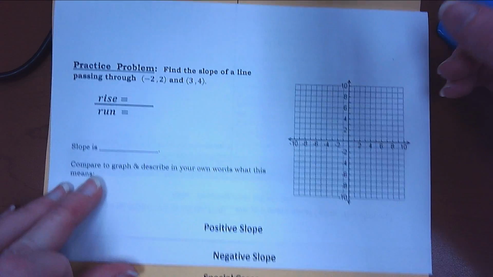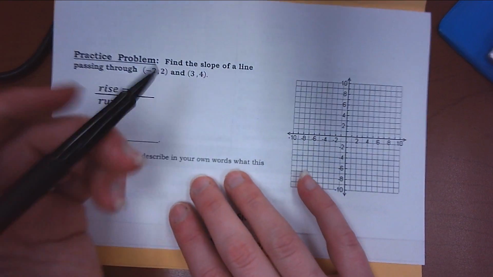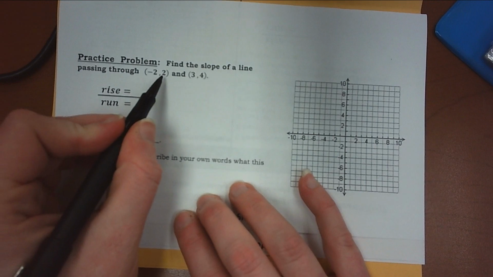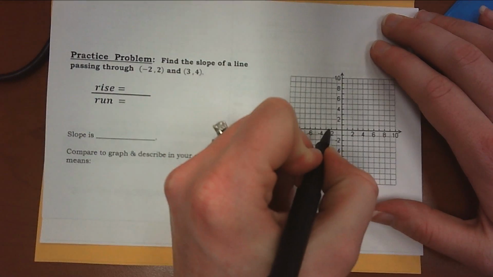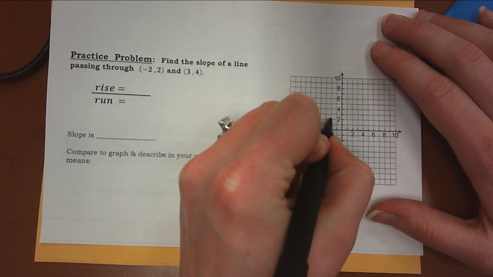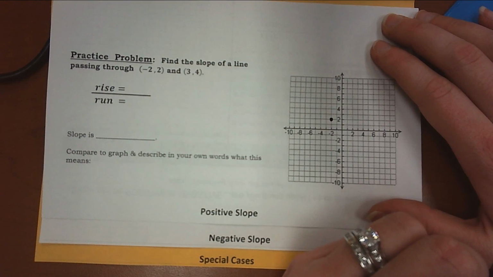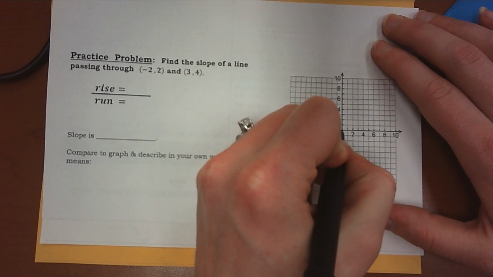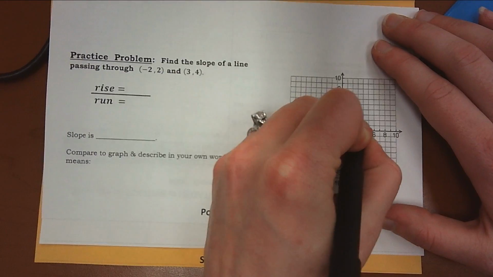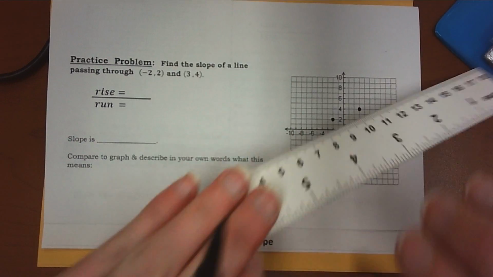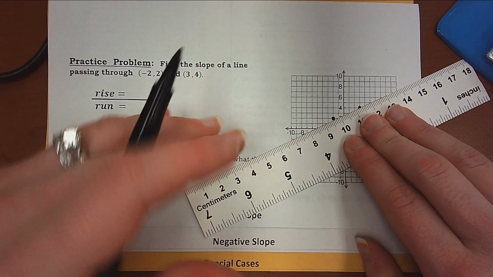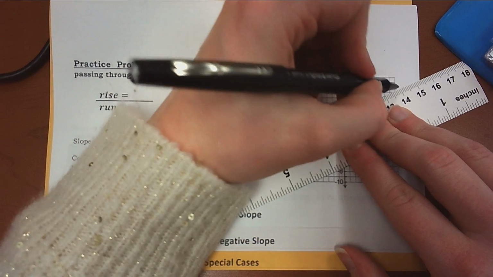So down here, we have a practice problem. Find the slope of a line passing through (-2, 2) and (3, 4). The first thing that we need to do is plot (-2, 2). That's in quadrant 2 of our graph. And plot (3, 4). Once we plot both of our points, we can draw a line that goes through with a straight edge or ruler, whatever you have available.